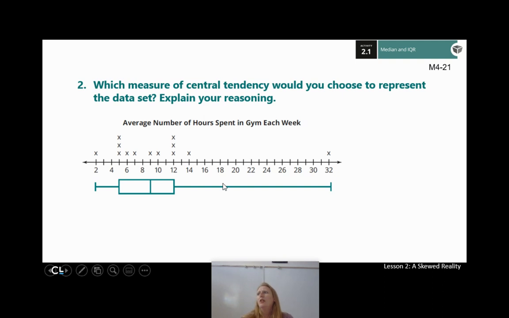So looking at this lovely data set that we have here, ask yourself, which measure of central tendency should you choose to represent the data set? Should you use the mean or should you use the median? And you might want to look at which direction your stuff is skewed. Go ahead and hit pause, jot down your thoughts, hit play to keep it going.